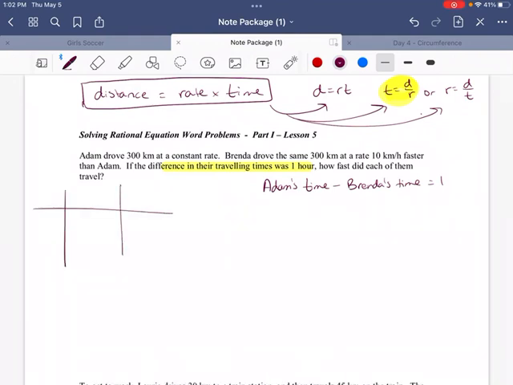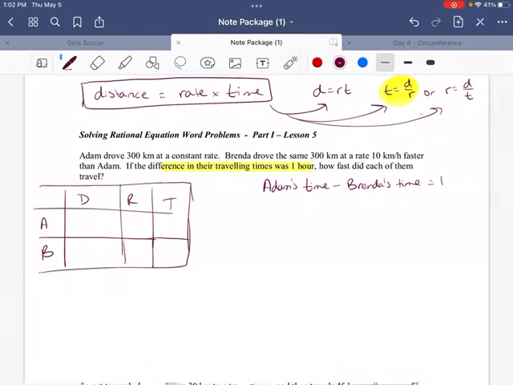All right, so we've got Adam and Brenda, and we've got distance, rate, and time. This is a pretty sloppy little chart, but there we go. They both drove 300, so the distance for both of them is going to be 300 kilometers. Now the rate we don't know, but we know that Brenda's 10 kilometers faster than Adam. So let's call Adam's rate x, and Brenda's rate is going to be x plus 10.